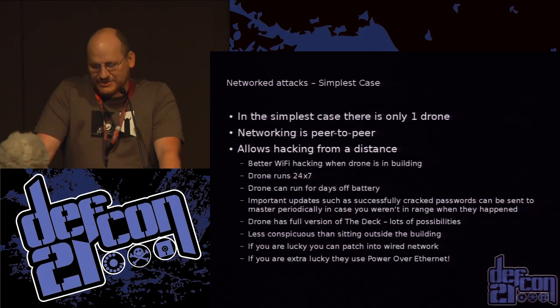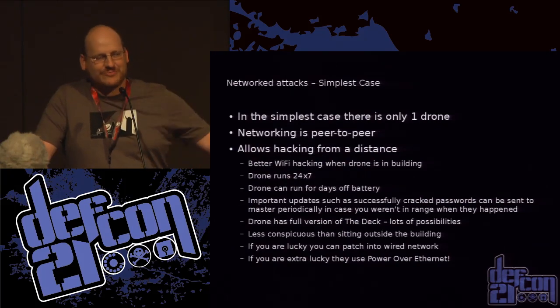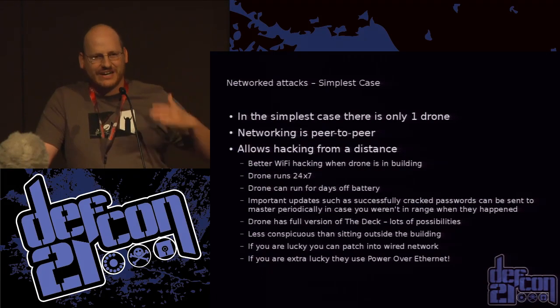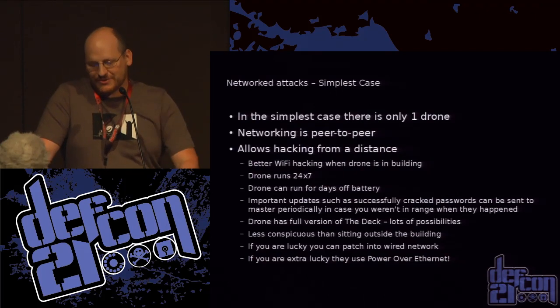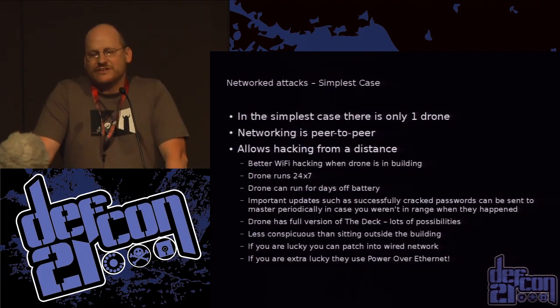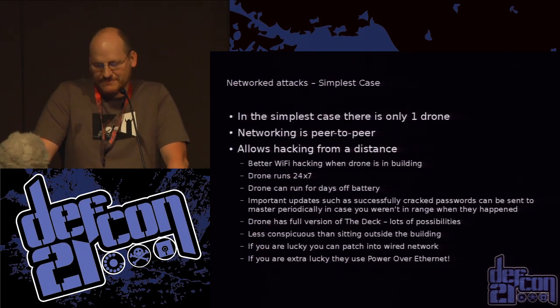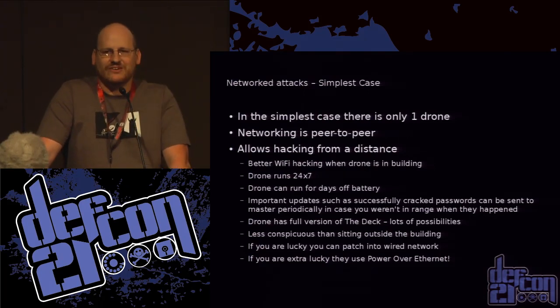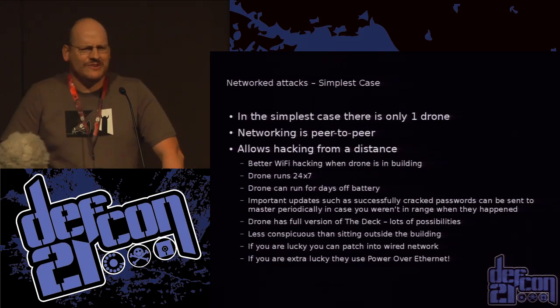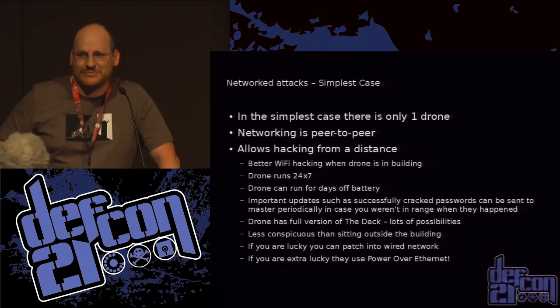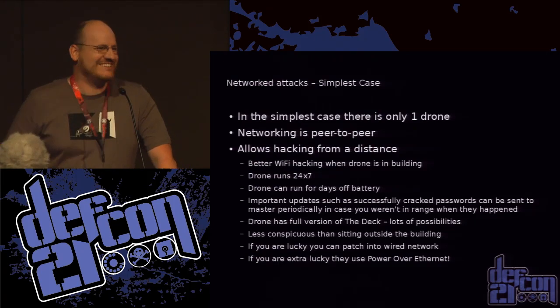All right, so what's the simplest case? Let's back up a little bit. We selected a device, got our OS, got all of our tools, and figured out how to do the networking thing. Well, the simplest case, you just have one drone. You set it up, and you can hack from a distance. What's the advantage of this? It's running 24/7. You're not suspiciously sitting in the parking lot with a big antenna in your van. That's like, what have they been doing? Oh, that's the famous FBI van number 6, right?